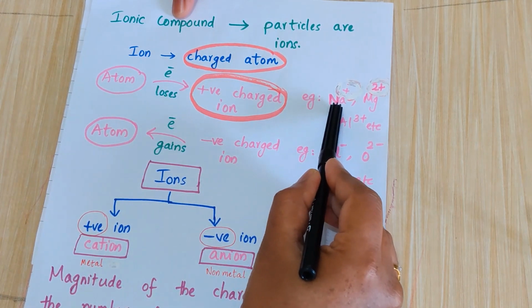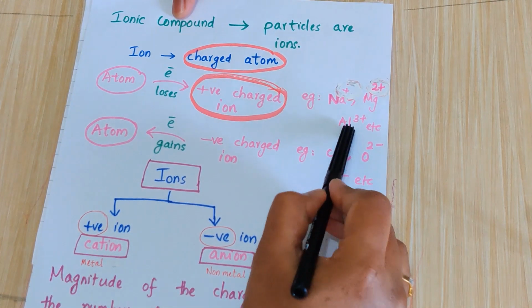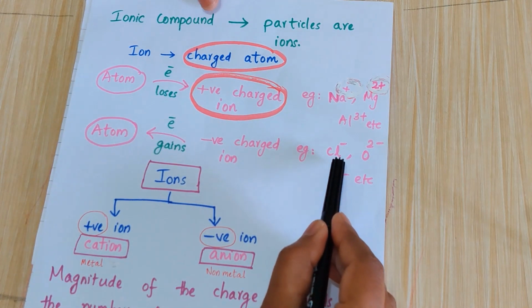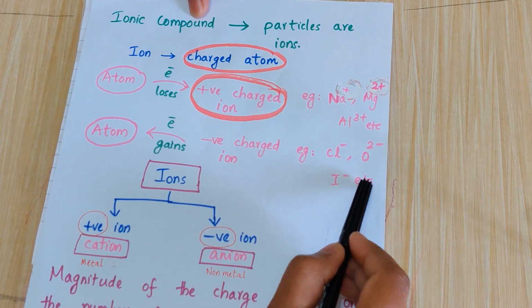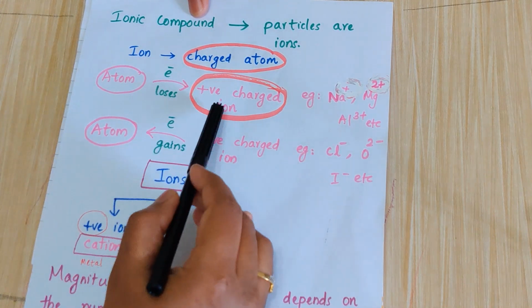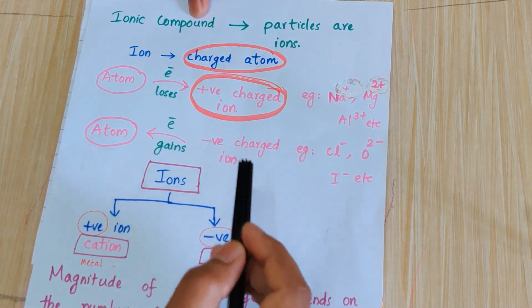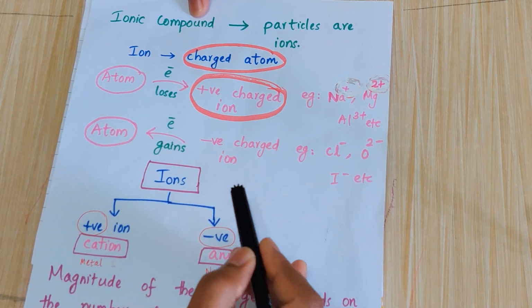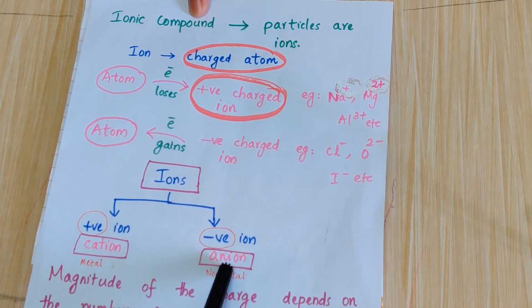Examples of positively charged ions are sodium ion, Na+, magnesium ion, Mg2+, aluminium ion, Al3+, etc. And examples of anions are chloride ion, oxide ion, iodide ion, etc. Normally, metals form positively charged ions because they always have a tendency to lose electrons, and non-metals form anions because they always have a tendency to gain electrons. So we have two types of ions: a positive ion, also called a cation, and a negative ion, also called an anion.